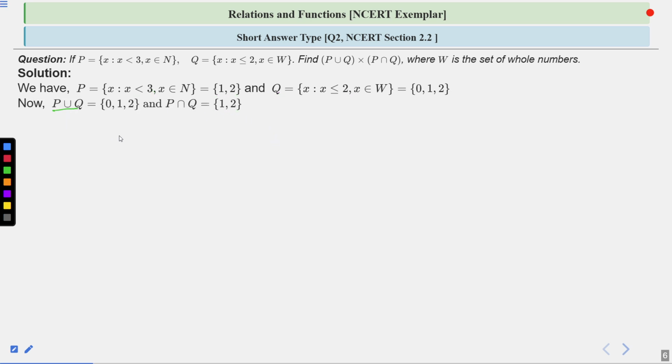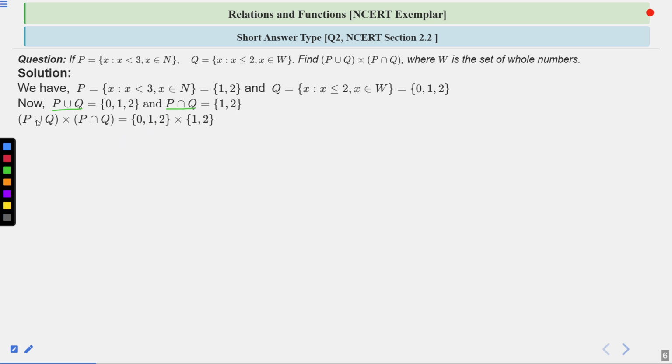Now P union Q is simply the collection of all elements which belong either to set P or to set Q, or if they belong to both sets, you collect them once. Now for P intersection Q, collect all those elements which are common to both. In this case, 1 and 2 are the only elements common to both. Now we have our P union Q set and P intersection Q set.